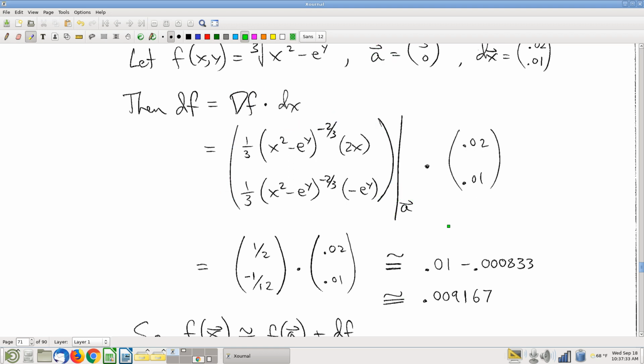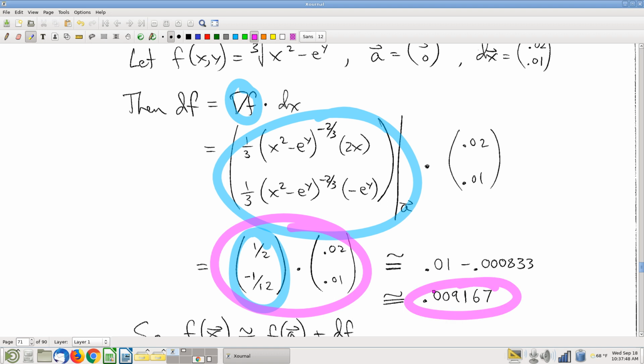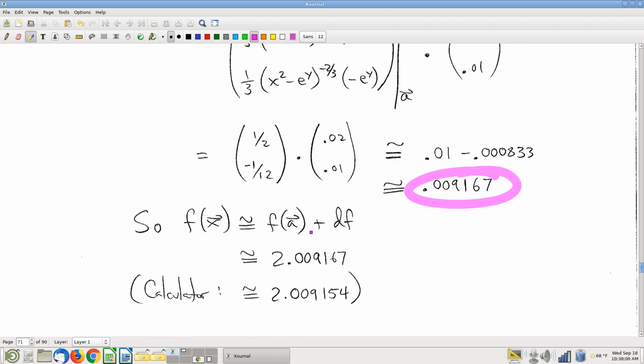And as a result, this gradient turns out to be just that. You can then compute this dot product. Again, easy arithmetic. That dot product ends up being about that. And of course, there's a continuing fraction there, but we're just approximating here, so that's fine. Okay. All right. Now, don't forget that's the differential that we just computed.